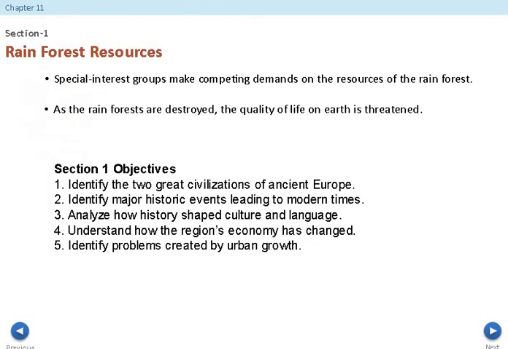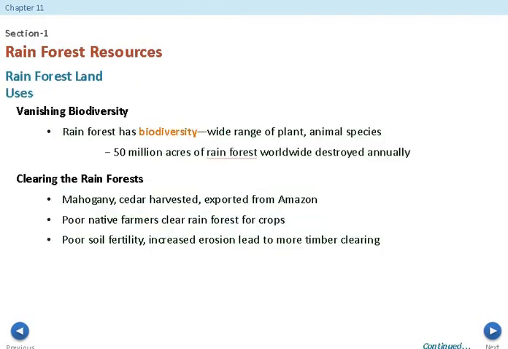So if we look at the rainforest here and look at the lecture, the rainforest is a biodiversity, and that means that they have a wide range of plants and animals, and again, they have that interaction. 50 million acres of the rainforest worldwide is going to be destroyed annually.